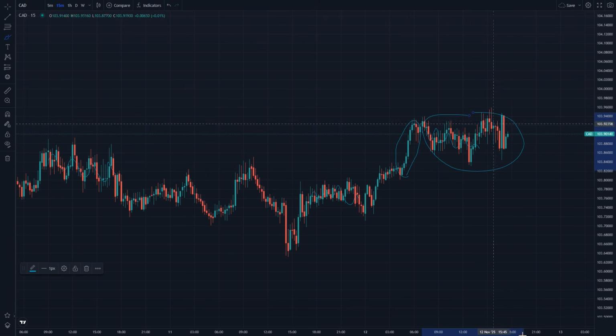Basically what we can see here is that buyers and sellers are agreeing to this price. So buyers are okay with this price here, and also sellers are okay with this price. They are willing to sell this Canadian dollar for the price that buyers are willing to pay.